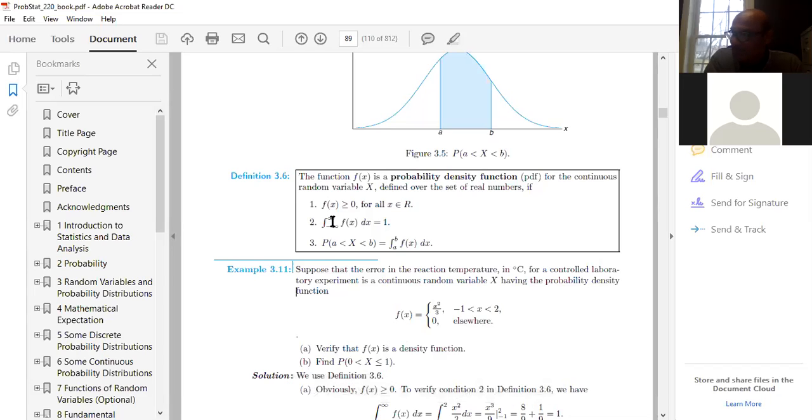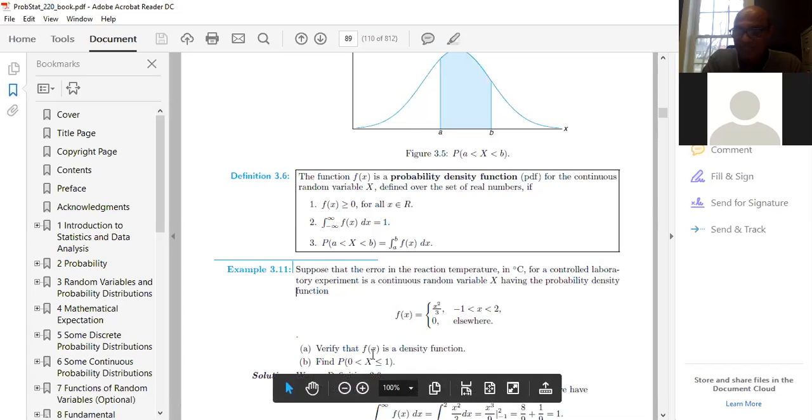So again, let me go back to my whiteboard to solve this example, and that will give you more idea. Let's start with this example. My example says, please keep in mind, verify that f(x) is the density function. That's what we are going to verify. And after that we're going to find the probability between 0 and 1. So let me stop sharing this book.